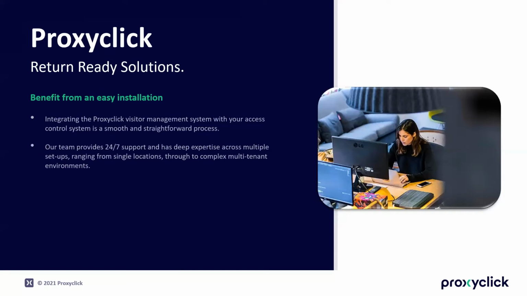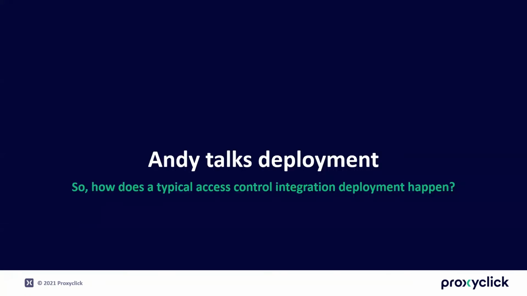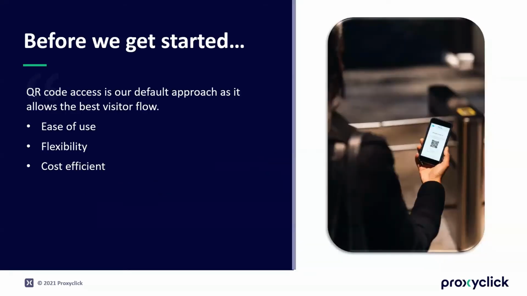And on that note, Andy, our global access control lead, is going to tell you a bit more about the deployment process. Thanks, Michele. So I'm going to take you through the steps involved in a typical access control integration deployment. But before I talk about deployment, I wanted to cover why we use QR codes as our default access credential. It's a question that we get a lot, so I'd like to address it at the start.